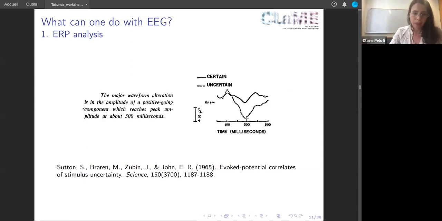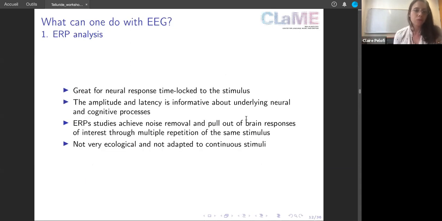Okay, so to conclude on ERP analysis, we can say that they're great for looking at neural responses that are time locked to the stimuli. Both the amplitude and the latency of the ERP itself are informative about underlying neural and cognitive processes. But ERP studies achieve noise removal, as I said, and pull out the brain response by multiple repetitions of the same stimuli, as I showed with the da-da-da-bum, which is not very ecological and not adapted to continuous stimuli.